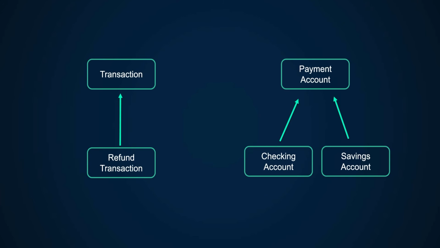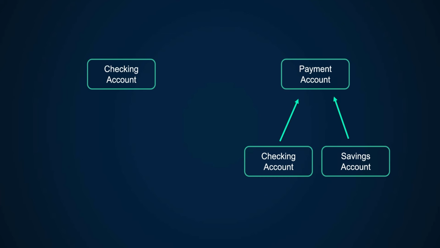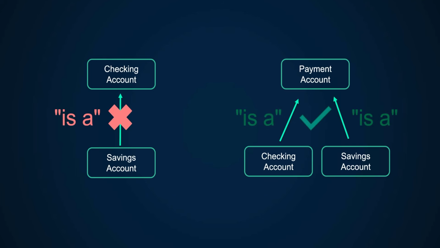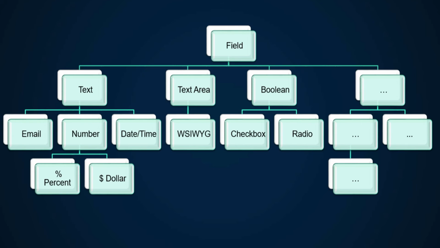Now, because checking and savings accounts share some common functionality, you could have payment account as the base class and extend checking and savings account from them. Or you could simply just have a checking account and then extend that from the savings account. But that doesn't really make sense because savings account is not checking account. And keep that "is a" relationship in mind, and we'll get to that in a minute and I'll explain what that means.